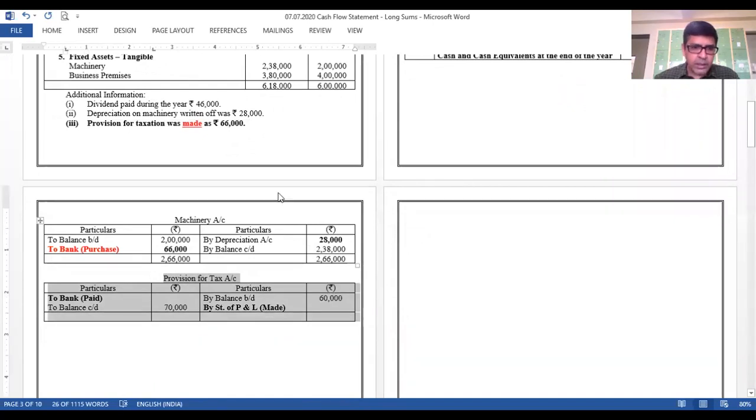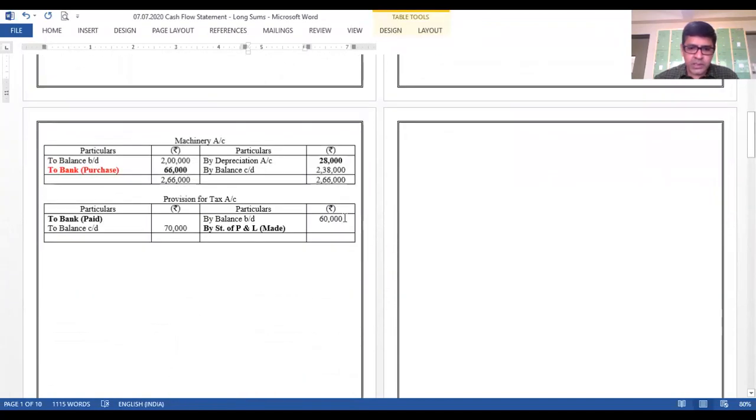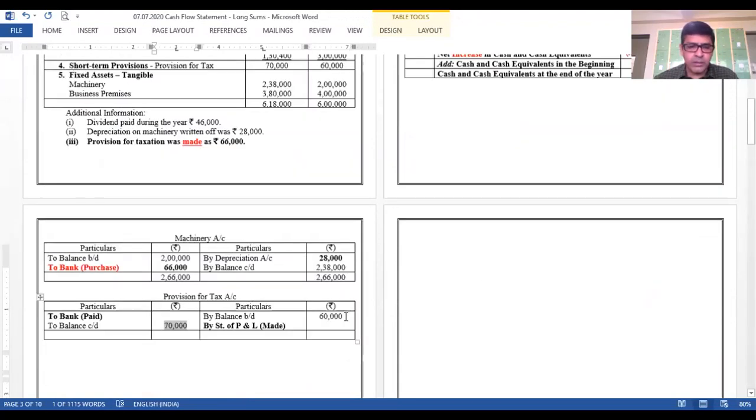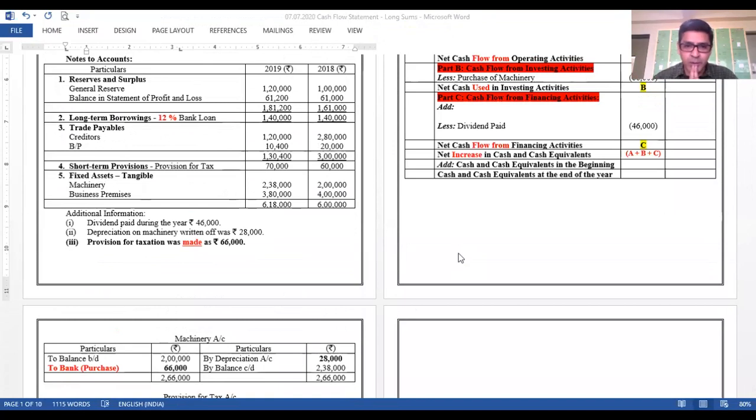I have done that. I have to copy the opening and the closing. We can see that it's 60,000 and 70,000. So 60 is the opening balance over here and closing 70 over here. Okay, we are done with that. Now provision for taxes made. Provision is a charge against profit. Do you remember that?